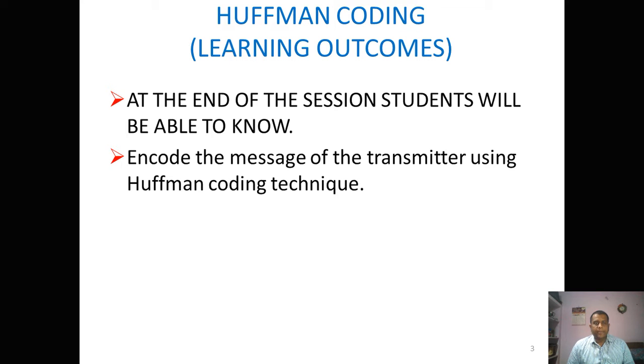Learning outcomes. At the end of the session, students will be able to know how to encode the message at the transmitter using the Huffman coding technique.